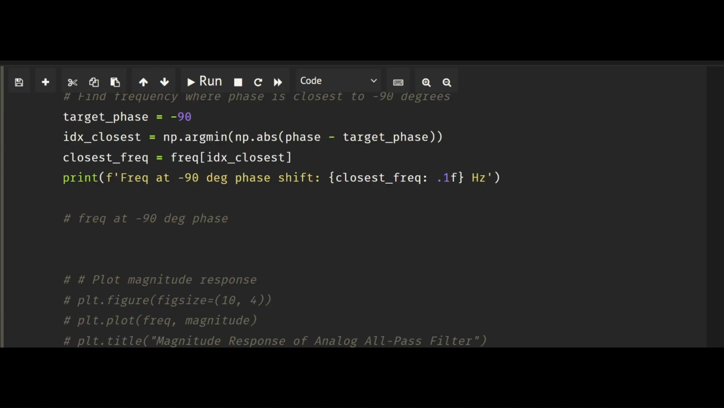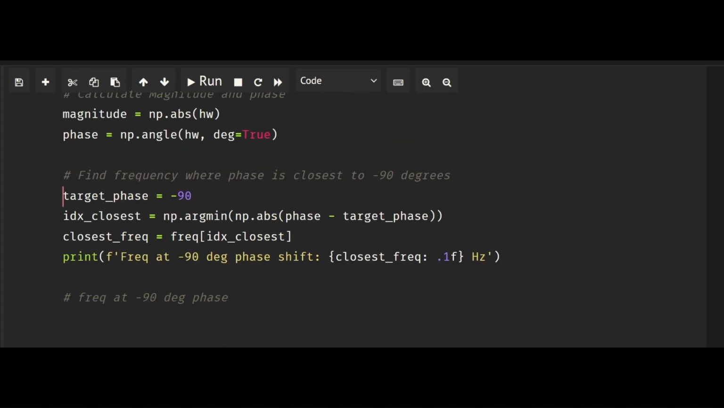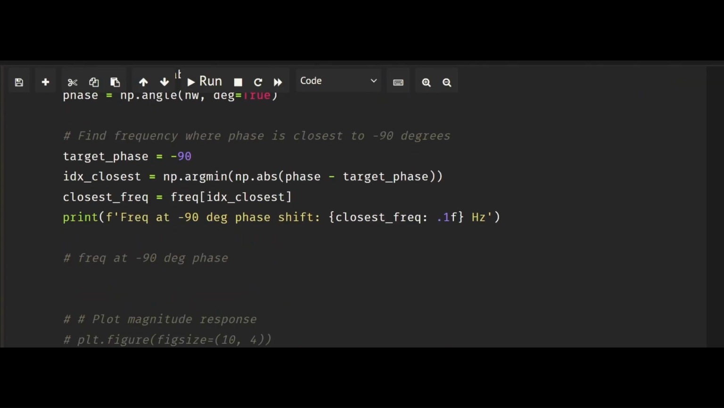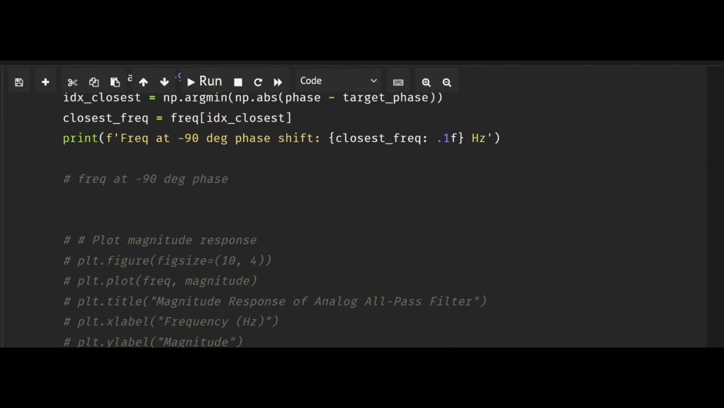Now what we did is go through this frequency array, check the phase at each and every frequency, and wherever the phase changed to minus 90 degree, I picked up that frequency. That was a very crude way of doing it. Can we find a mathematical formula to get it?